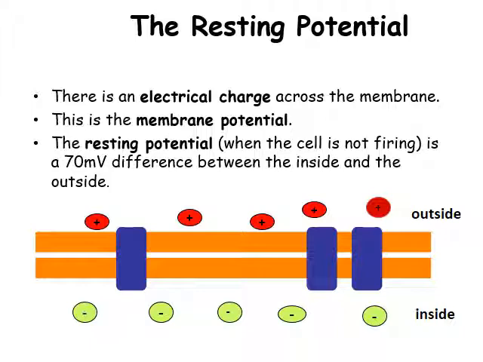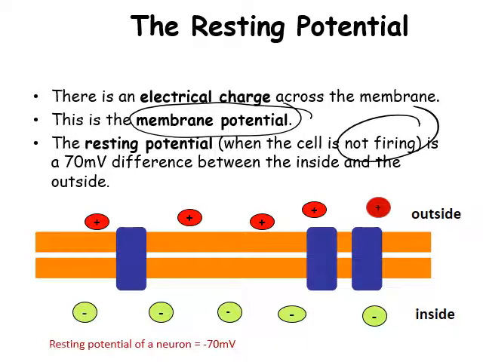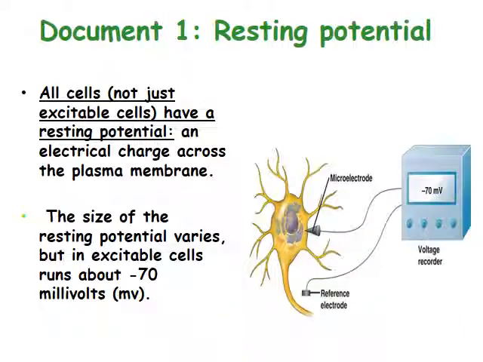There is an electric charge across the membrane. This is the membrane potential. Whenever you have an electric charge across the membrane, it's called membrane potential. The resting potential, when the cell is not firing, is at rest, is minus 70 millivolts. Delta V is equal to minus 70 millivolts between the inside and the outside. So the resting potential of a neuron, you have to know this, is minus 70 millivolts. All cells, not just excitable cells, have a resting potential related to the charge across the plasma membrane. The size varies between cells, but it runs about minus 70 millivolts.